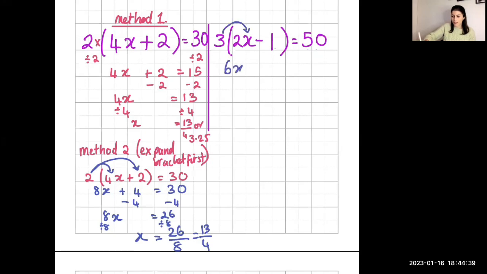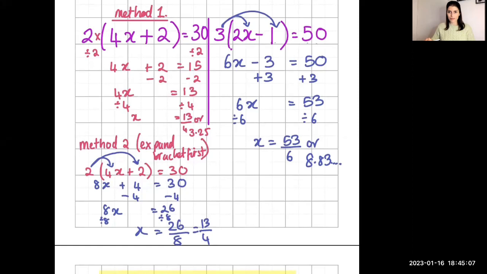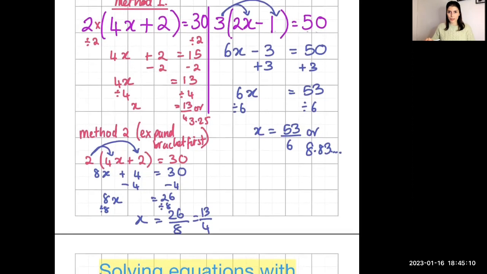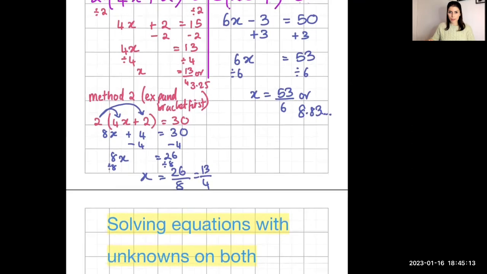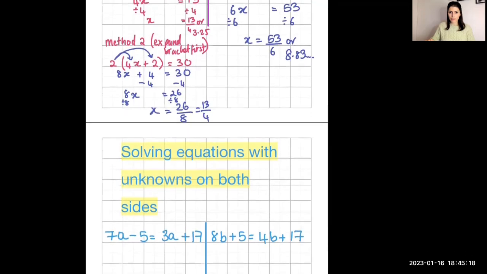So 3 times 2x is 6x, then 3 times minus 1 is minus 3. Then we're going to add the 3 and then divide by the 6 to get x equals 53 over 6, or a lot of you would have seen that it's 8.83, and that goes on. Okay. Right, lots of you got that answer, which is great. I'm going to move on to the next one. I'll leave that up so you can see it, the answer, if you're still copying.